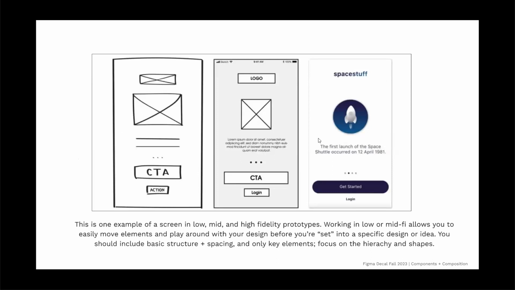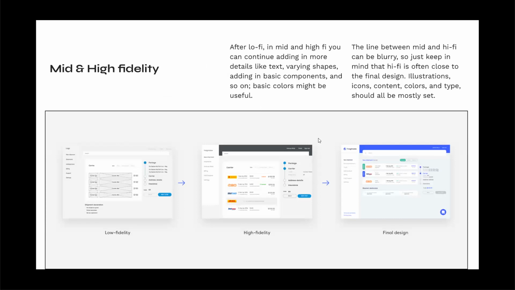Working in low or mid-fi allows you to easily move elements and play around with your design before you're set into a specific design or idea. You should include basic structure and spacing and only key elements, focusing on the hierarchy and shapes of the design. After low-fi, in mid and high-fi, you can continue adding in more details like text, varying shapes, basic components, and so on, and basic colors might also be useful.